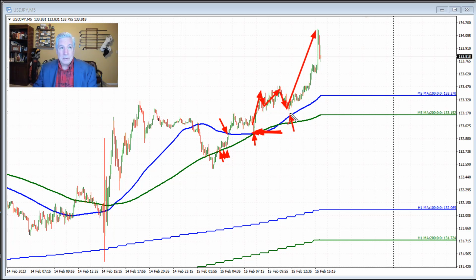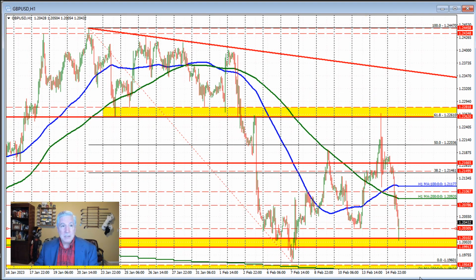We also found support buyers here against the 100 bar moving average before moving to the upside. So just pay attention to that. Just a little tidbit of advice for your trading here today.